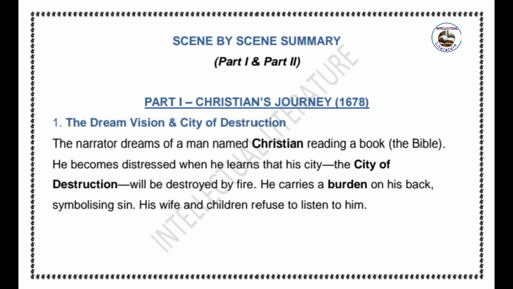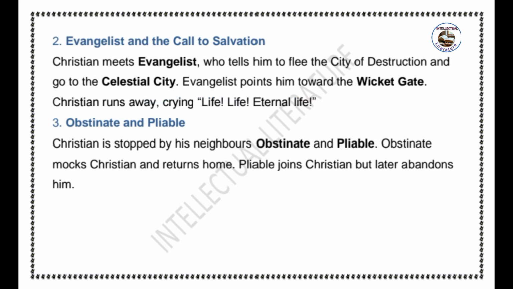Now we see the scene by scene explanation. First part, Christian's journey. It was published in 1678. The narrator dreams of a man named Christian reading a book, the Bible. He becomes distressed when he learns that the City of Destruction will be destroyed by fire. He carries a burden on his back, symbolizing sin. His wife and children refuse to listen to him.